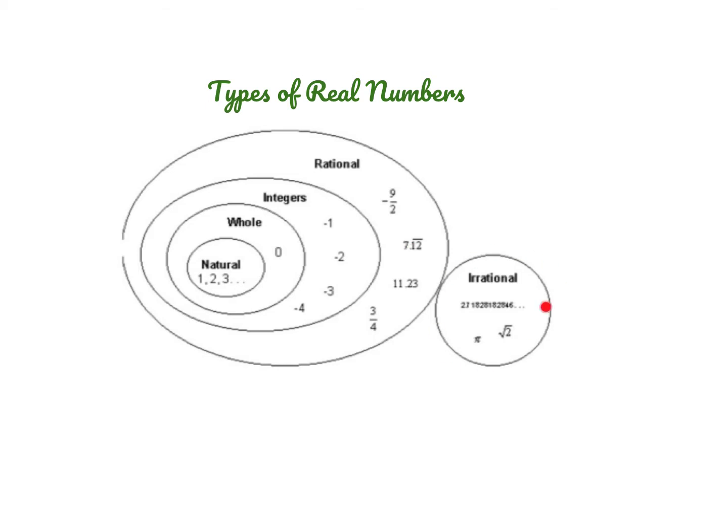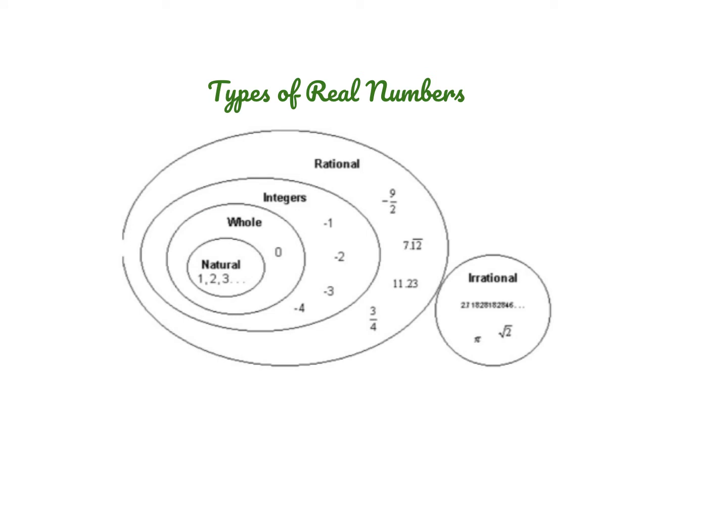And then outside of that realm, we have irrational numbers, which are still real numbers, but they're essentially decimals that go on forever, something like pi or root 2. So these are the types of real numbers.